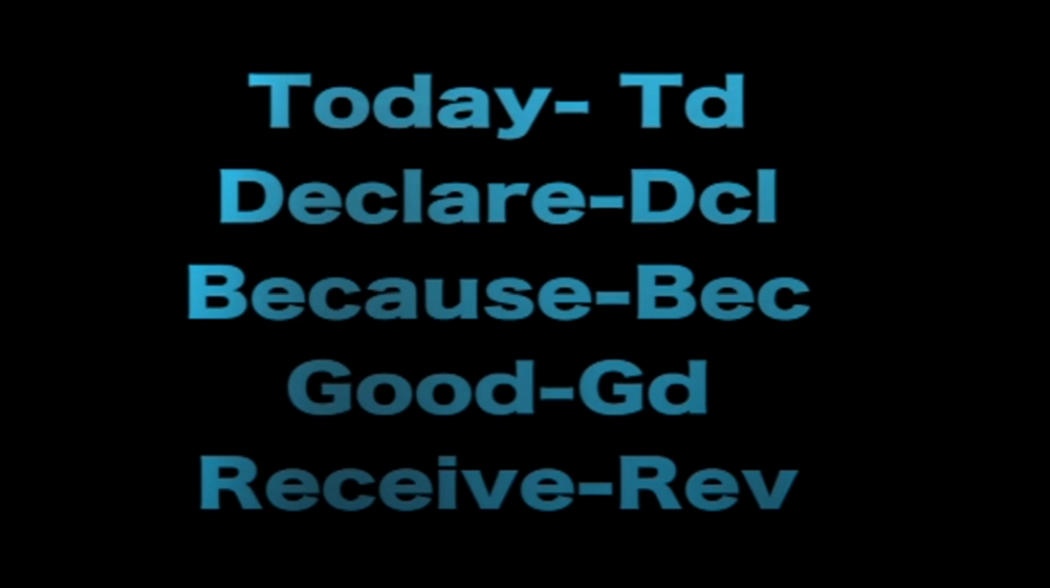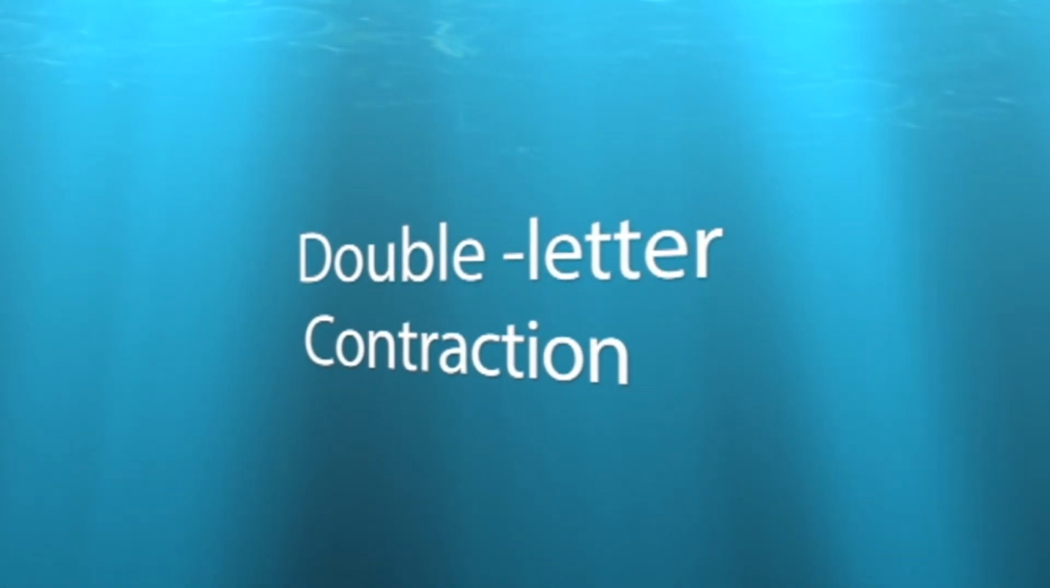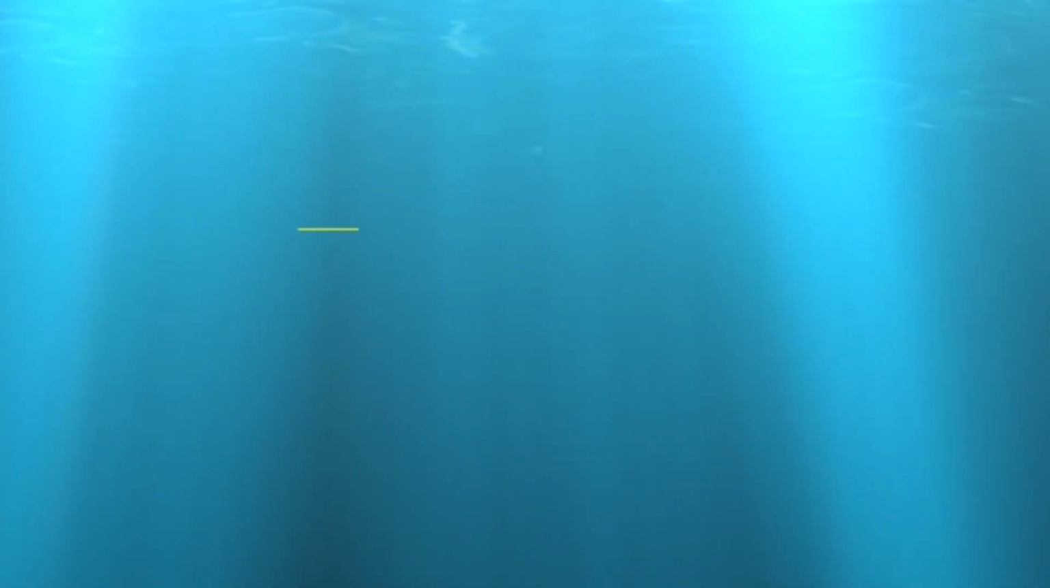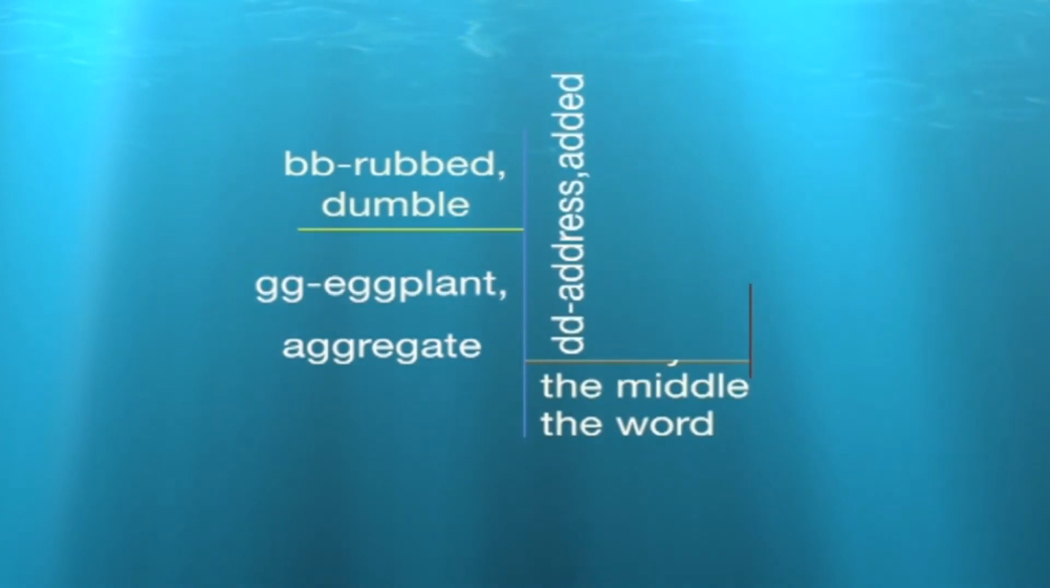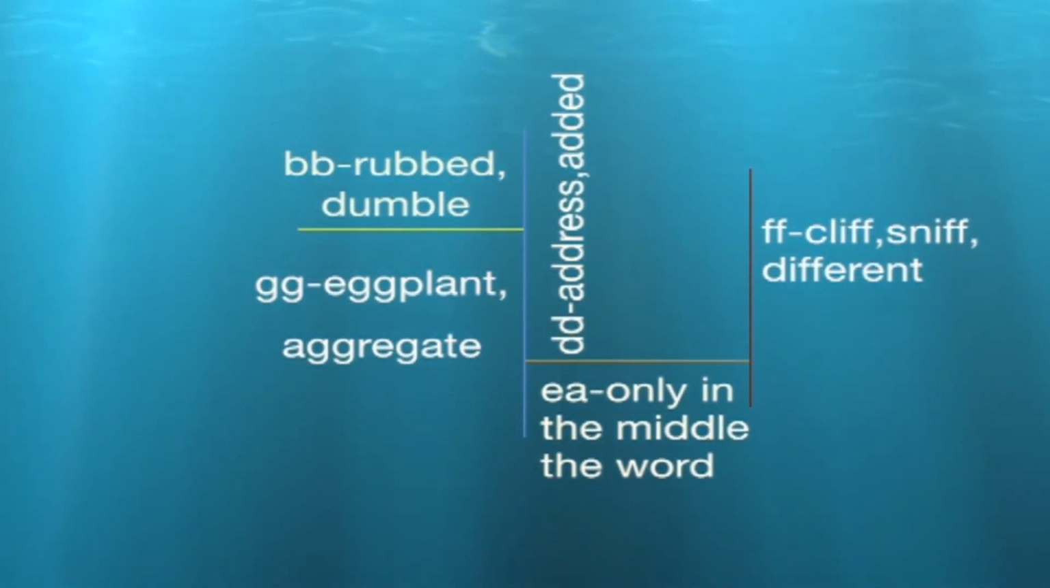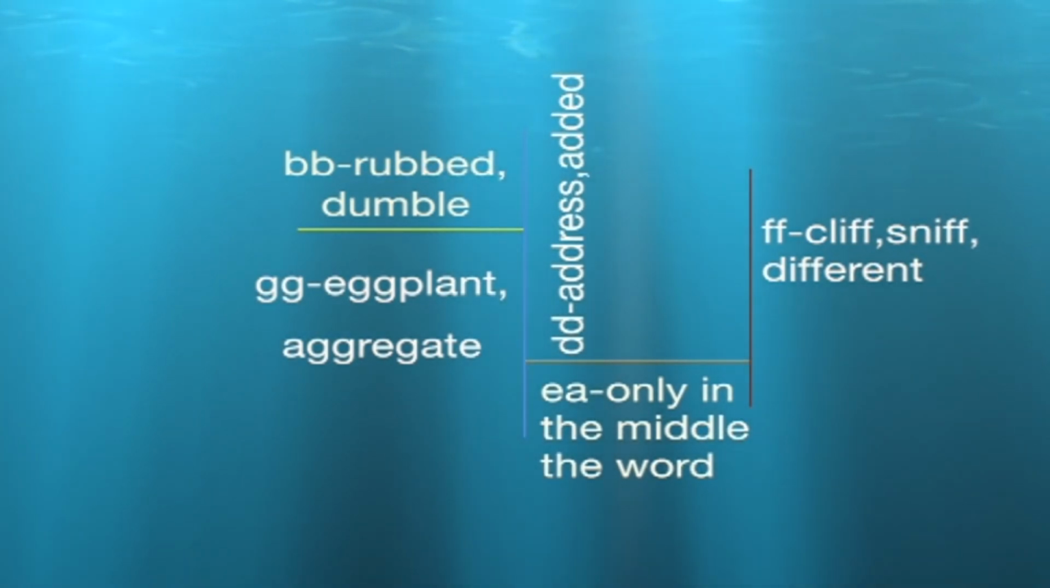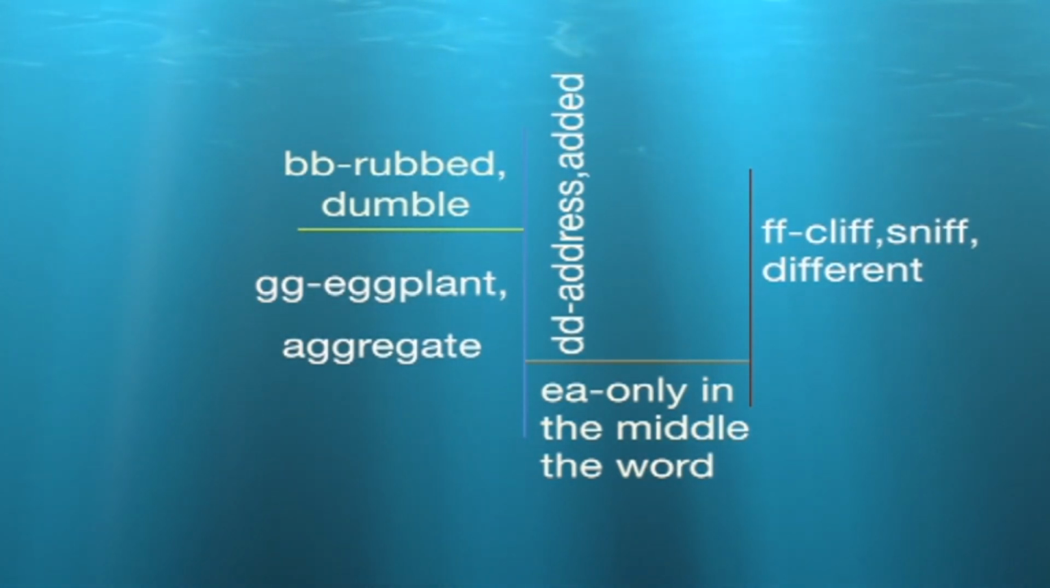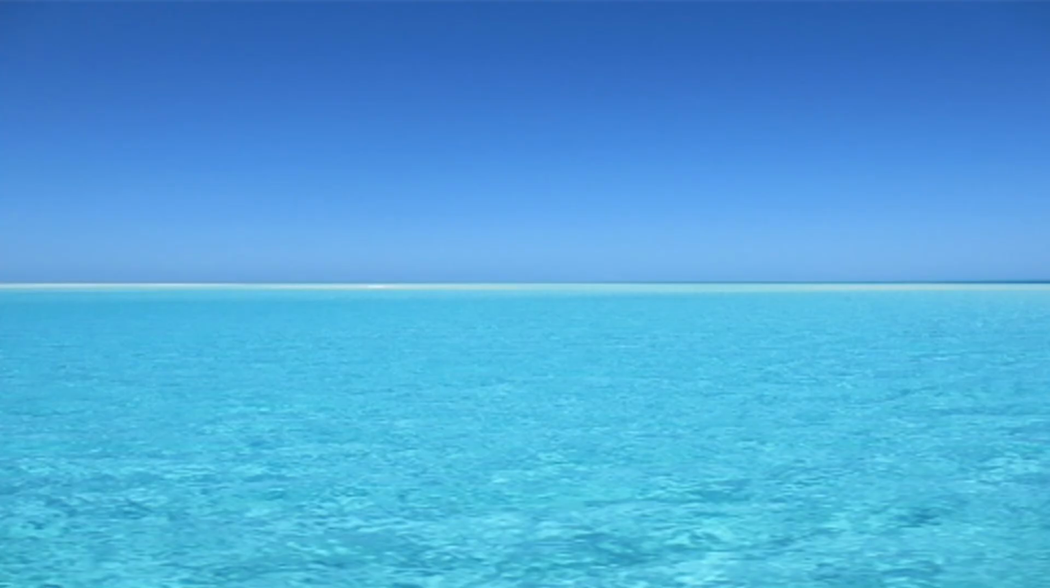Some of the words in which double letter contractions are used are: BB is used for rabbit, dumbbell, GG is used for eggplant, aggregate, and the two letters DD for address, added. The two letters FF is used in words such as cliff, sniff, and different, and EA is used only in the middle of the word. Some of the examples are head, create, and ocean.